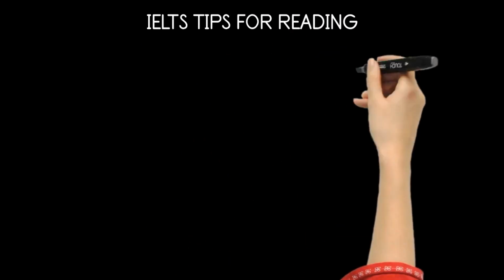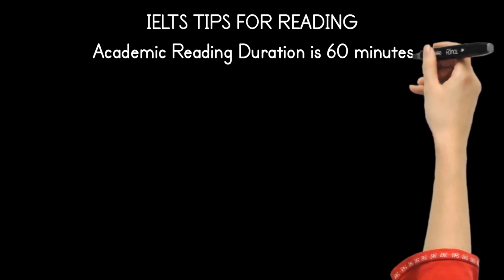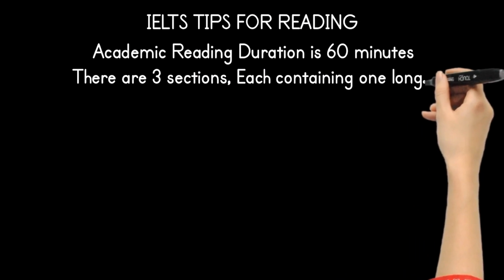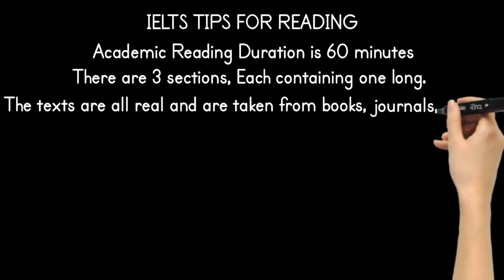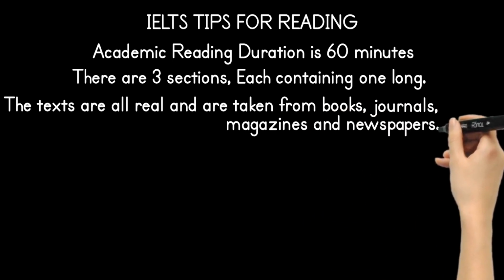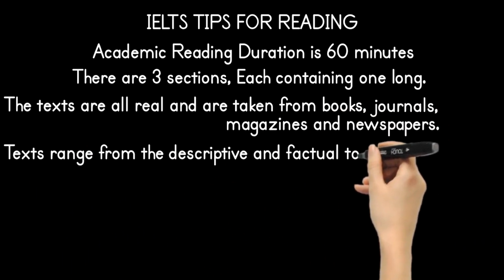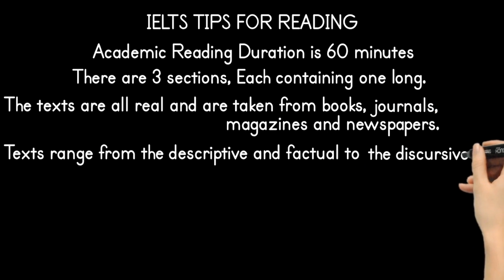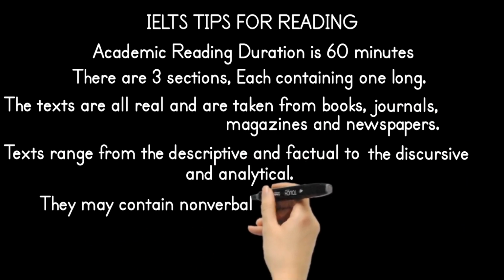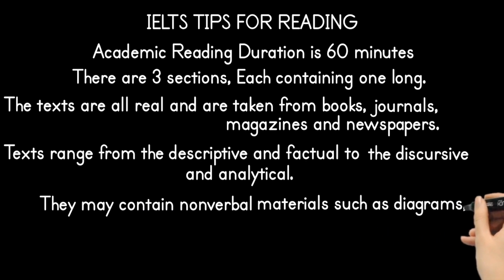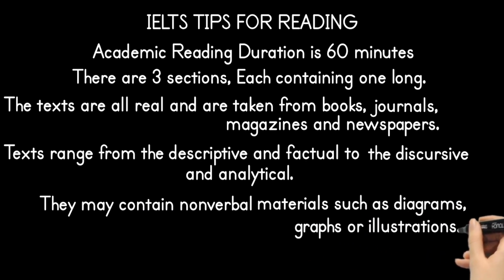IELTS tips for reading. Academic reading duration is 60 minutes. There are 3 sections, each containing 1 long text. The texts are all real and are taken from books, journals, magazines and newspapers. Texts range from the descriptive and factual to the discursive and analytical. They may contain non-verbal materials such as diagrams, graphs or illustrations.